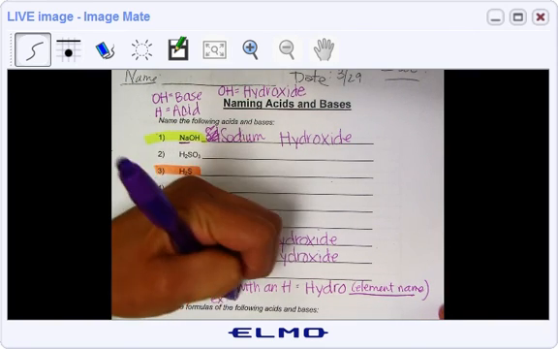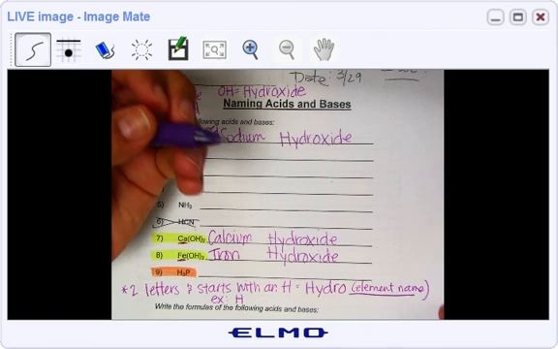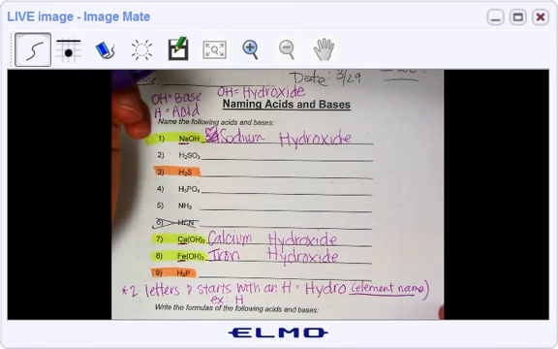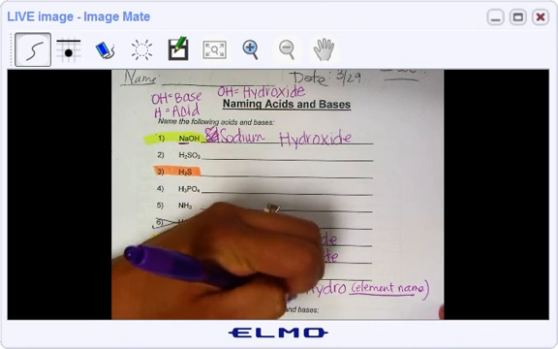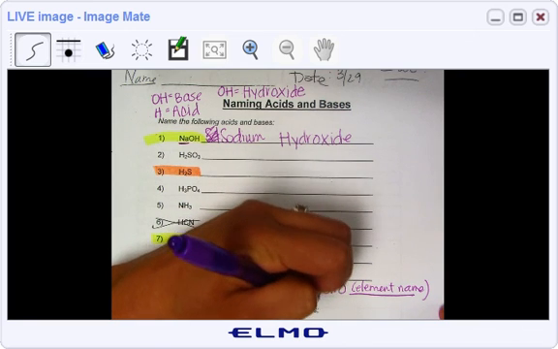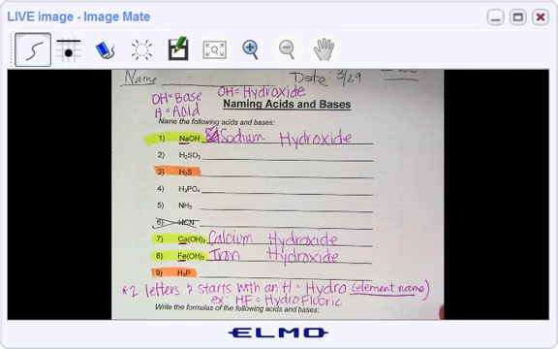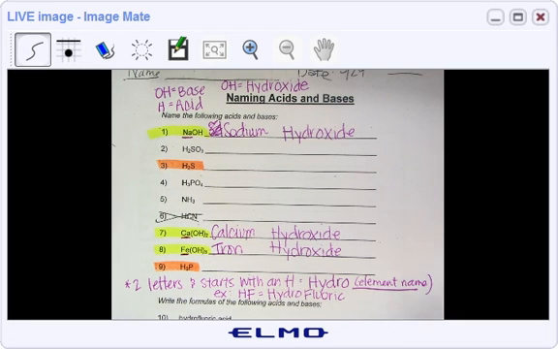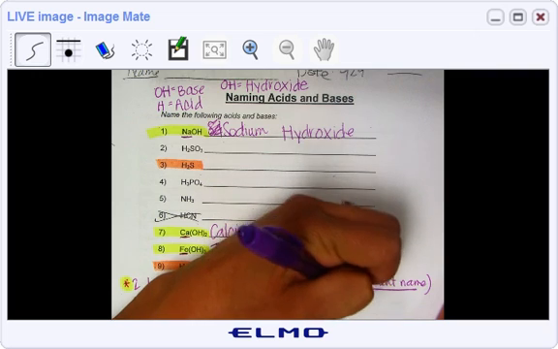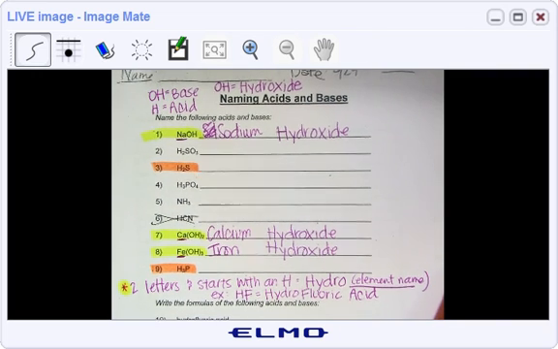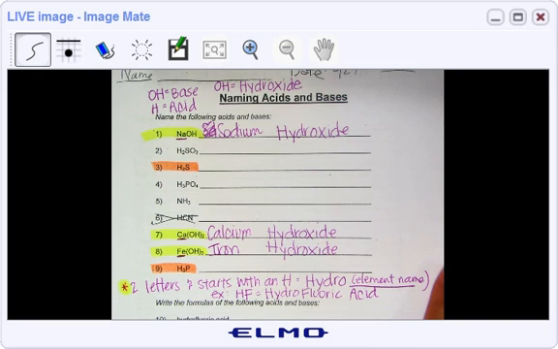Example, HF would be hydrofluoric. I'll give you a minute to write that down so you can keep it. Our exam is next week. And you could write acid at the end. So right now we're naming acids with only 2 letters that start with an H.